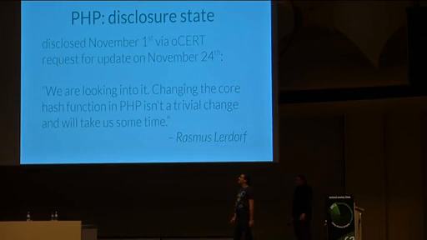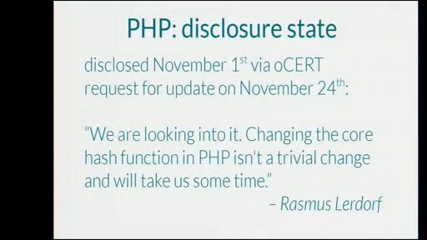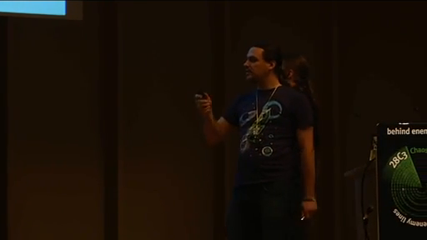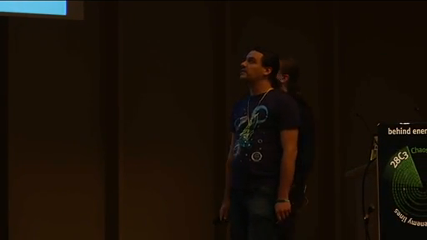So what's the state on PHP? We're responsible guys. We disclose that stuff. It's not like it's a total zero day here. We disclosed that to oCERT, which is the open source CERT, and they notified PHP on November 1st. Then we didn't get an answer from anybody, which is kind of bad. And we asked for an update about 3 weeks after that. And that's what the guy said: we are looking into it, and changing the hash function isn't a trivial change, and it will take us some time. OK, more communication would have been nice, but that's the way it is.